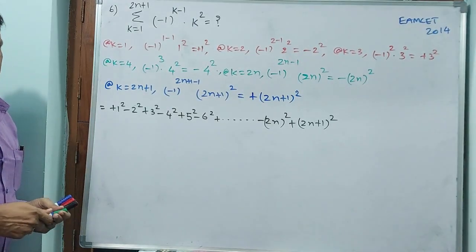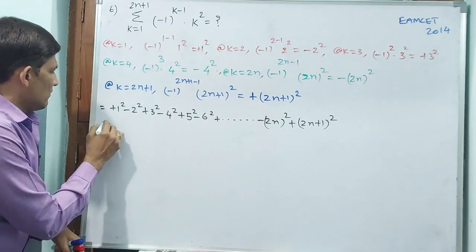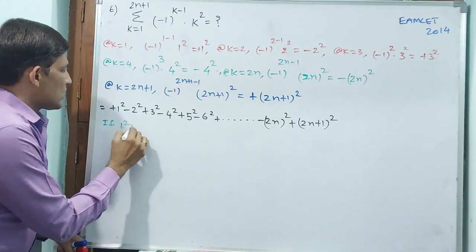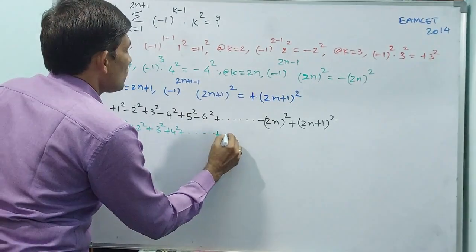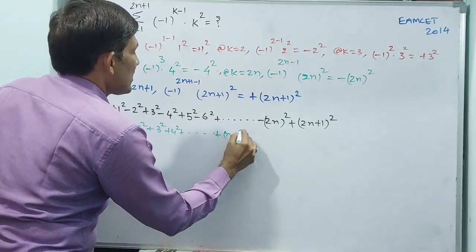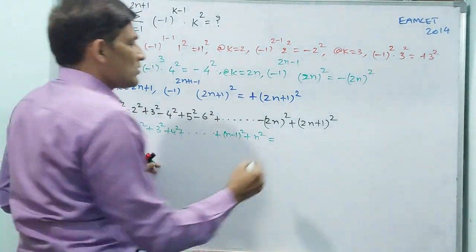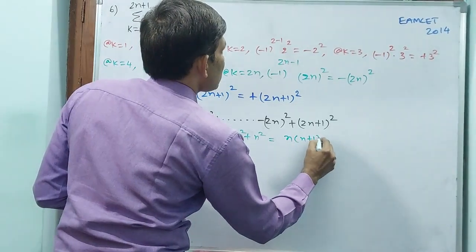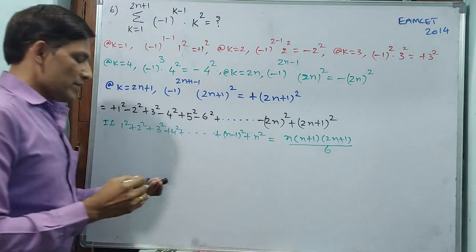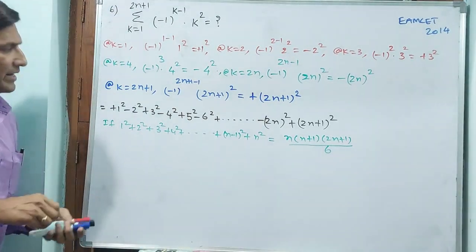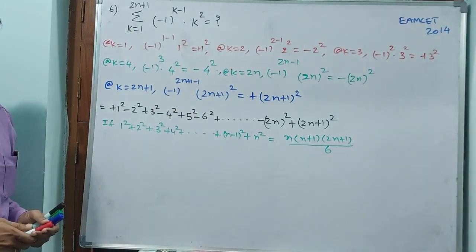We know one formula, and I am writing that formula once again. If 1 squared plus 2 squared plus 3 squared plus 4 squared plus, and so on, up to (n minus 1) whole squared plus n squared, the formula is n into (n plus 1) into (2n plus 1) by 6. This formula we also studied in the last class. But the series is not like this.